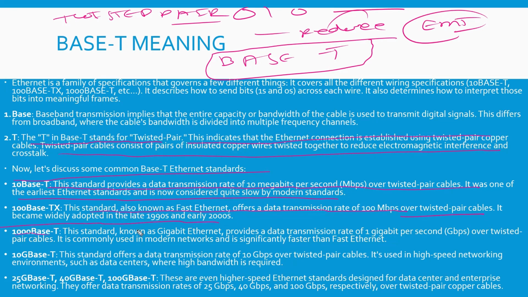Then 1000BASE-T means 1 gigabit. This standard provides data transmission of 1 gigabit per second over twisted pair. It is commonly used in modern networks and is significantly faster than Fast Ethernet for sure. Then we have 10 GB, which we can use as well. Then we can use 20 GB, 40 GB, 100 GB. You can even go for 1 terabyte.